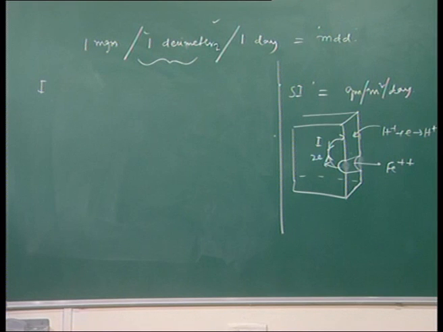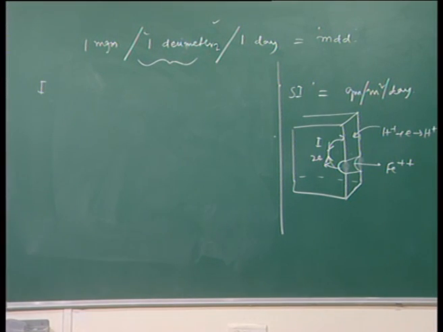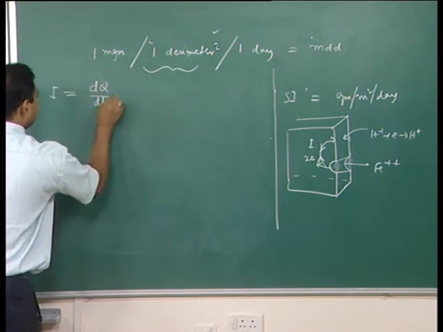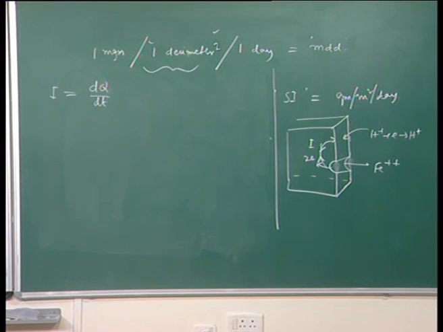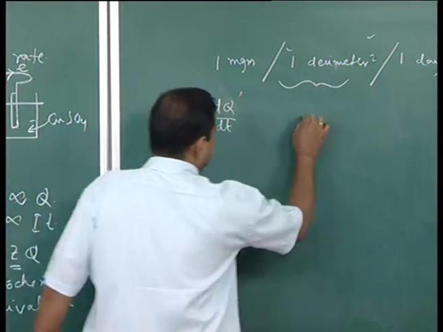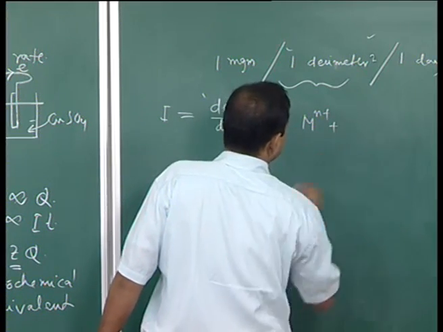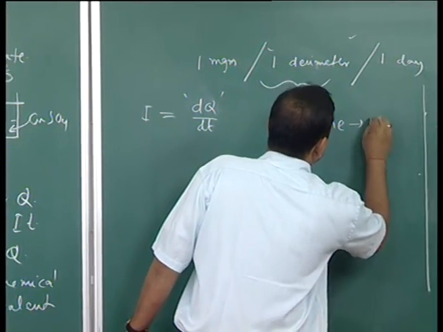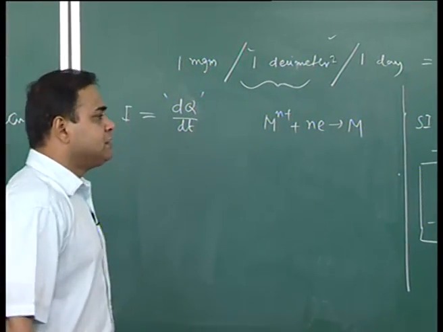Now, I know what is I. I is nothing but dq by dt. So, the rate of charge flow or the electron flow is basically the current. Now, if you know this, we also know that, let us take a general reaction M^n+ plus n e equal to M, in case of metal M.